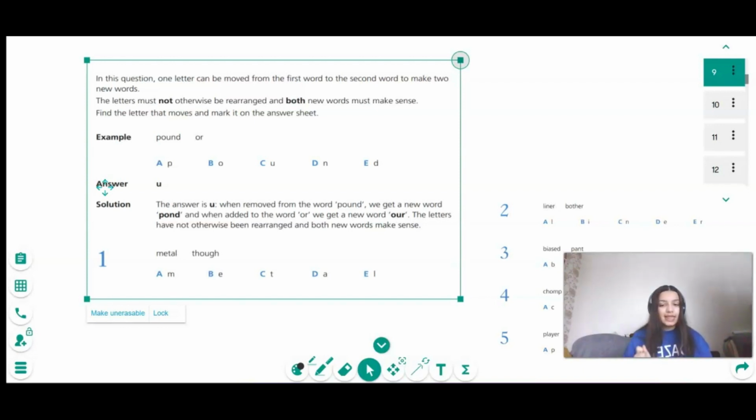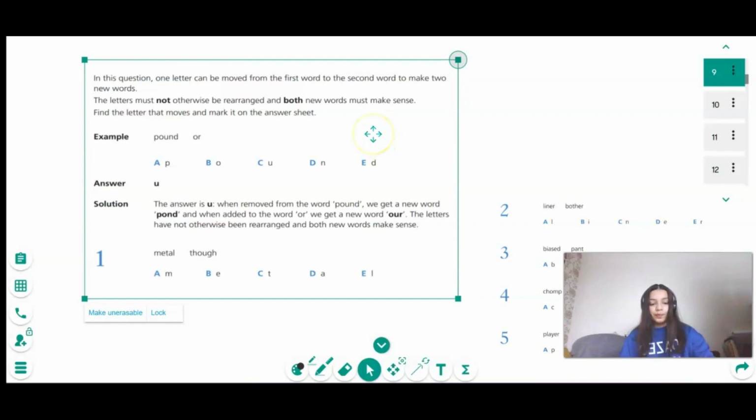So I can take the T, and let's see if it goes into the word dough and still makes sense. If I put it right at the end, I get the word though, and that's a word. So now I've got 2 new words: meal on one side and though on the other, because I took one letter from the word metal and gave it to the word dough. So I got 2 new words, it still makes sense, and I've not moved anything else around.